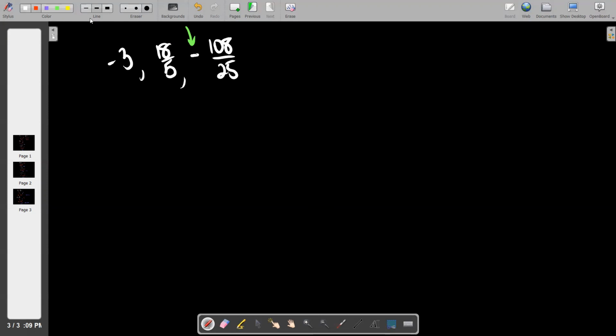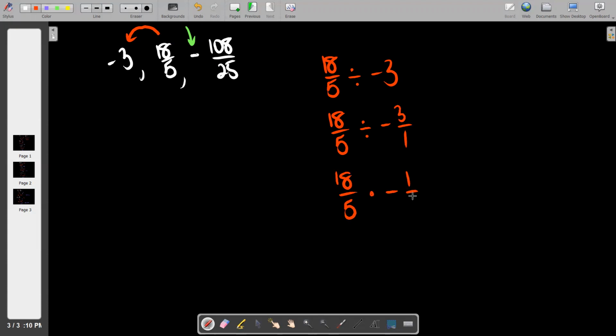So to find r, as always, we're going to take any term and divide it by the term before it. So we're going to do 18/5 divided by -3. And you'll remember from the old grade school days how we divide, we have to make -3 into a fraction. So it's 18/5 divided by -3 over 1. And then, of course, we do the old copy dot flop. So it's 18/5 times -1 over 3, and this equals -18 over 15, which if you reduce it down, finally, I can say r equals -6 over 5.